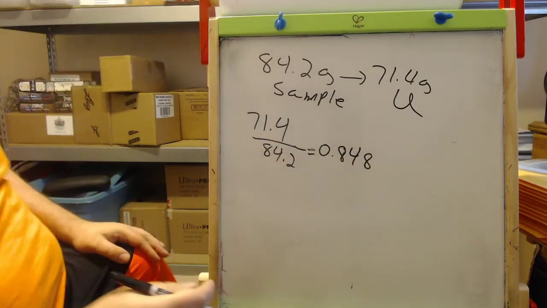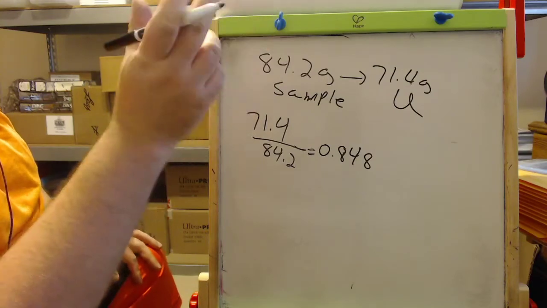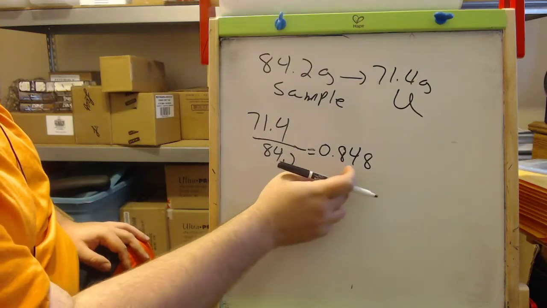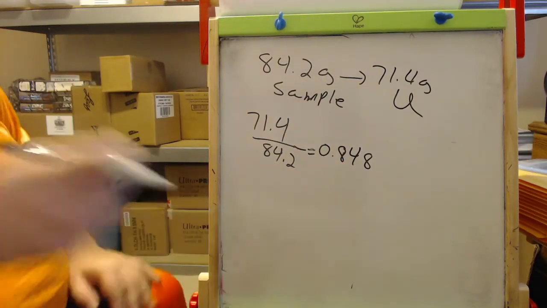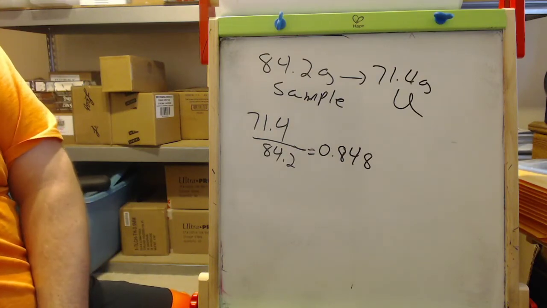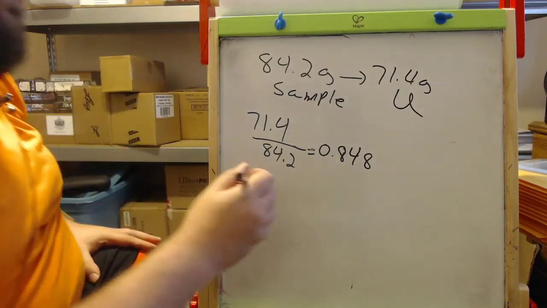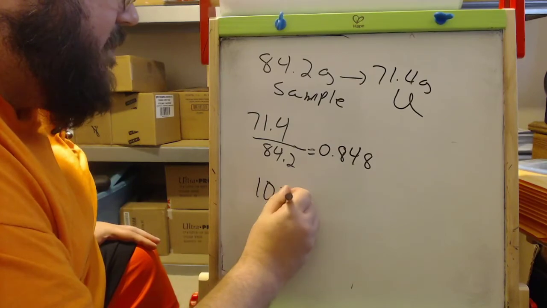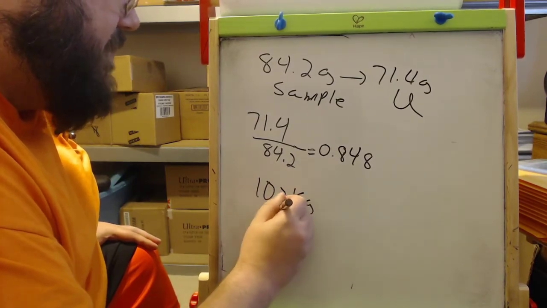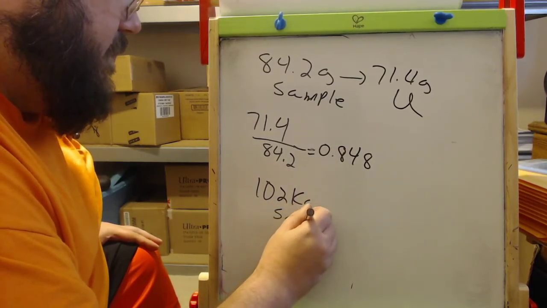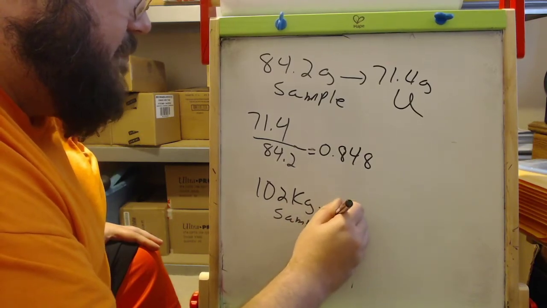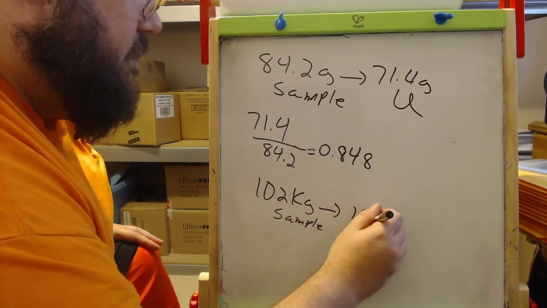So that means that no matter what sample size I take, it'll always be a ratio of 0.848. They ask how many grams of uranium are in 102 kilograms of this compound. So now I have a 102 kilogram sample. The first thing I want to do is turn it into grams, which would be 102,000 grams.